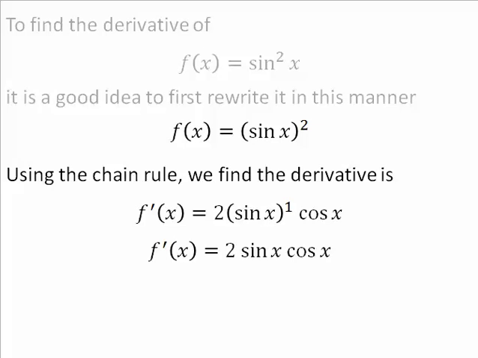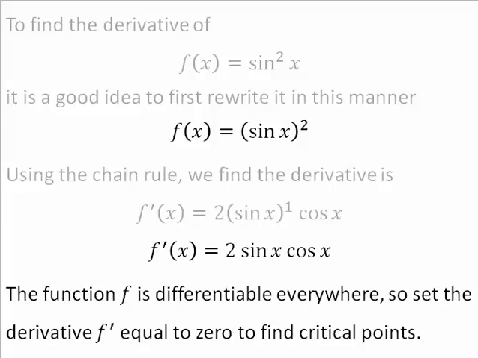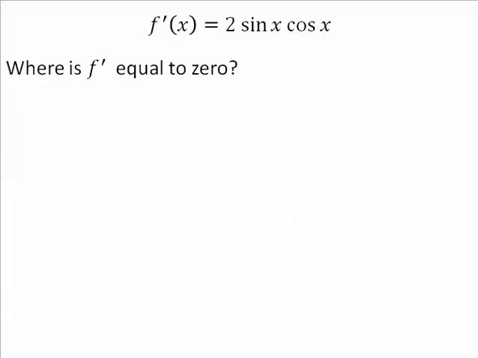Now notice sine x is defined everywhere, and cosine x is defined everywhere. So our function is differentiable everywhere because the derivative is just 2 times sine x cosine x, and so it's just the product of two functions that exist everywhere. So the function is differentiable everywhere. And so in order to find critical points, we just find where f prime equals 0. So where is f prime equal to 0?